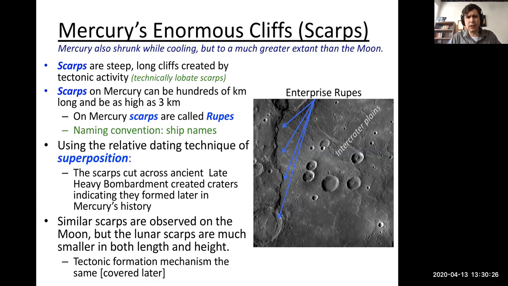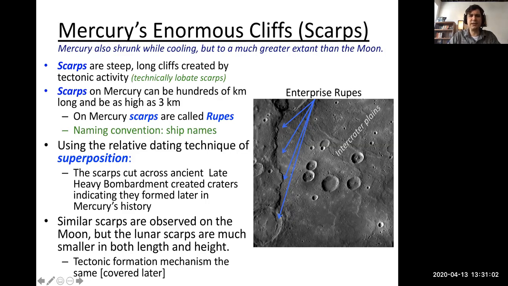But if you look a little bit closer, you'll start to see that Mercury is covered with lots and lots of very, very long, hundreds of kilometers long, several kilometers high cliff faces. Here you can see a very, very large cliff. Geologically, these types of cliffs are called scarps. So Mercury has scarps. They're technically lobate scarps, which tells us something about how they formed. It's from contractional tectonic motion.